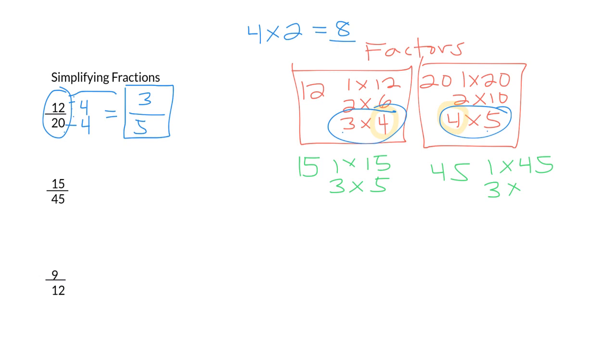I know that 45 divided by 3 is 15. And then I know that 5 times 9 is 45. And that's it. Okay, now go ahead. Let's look at our list.